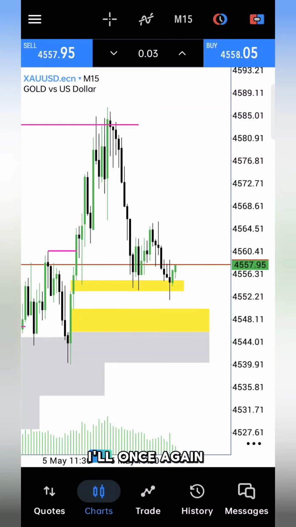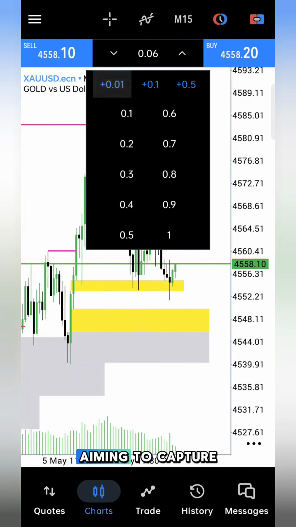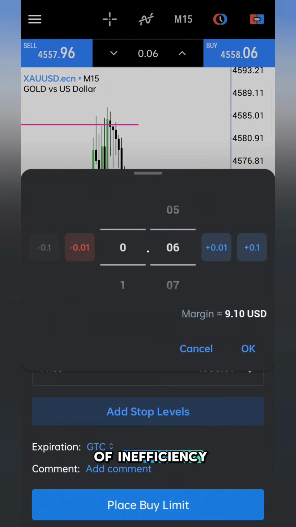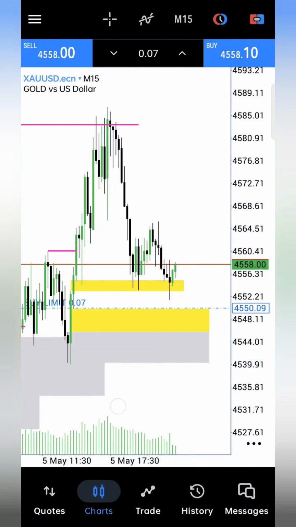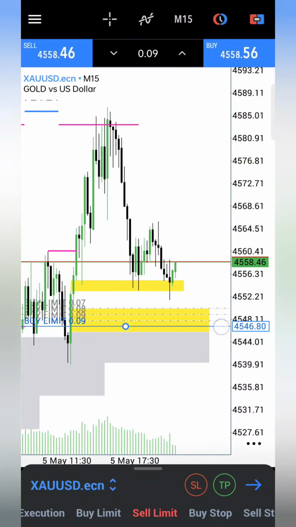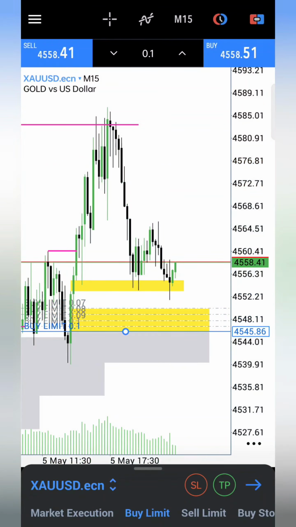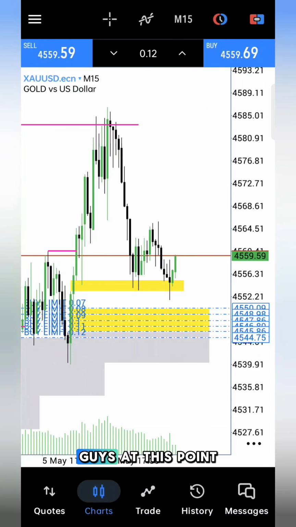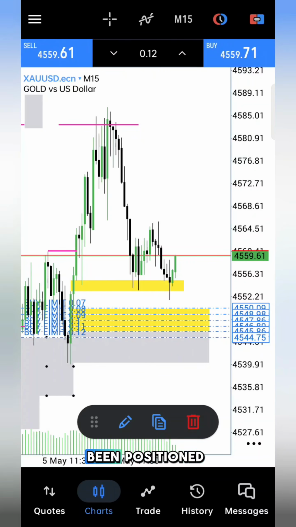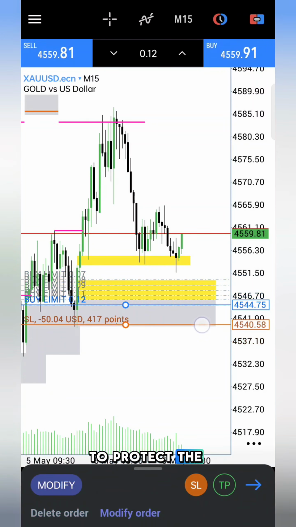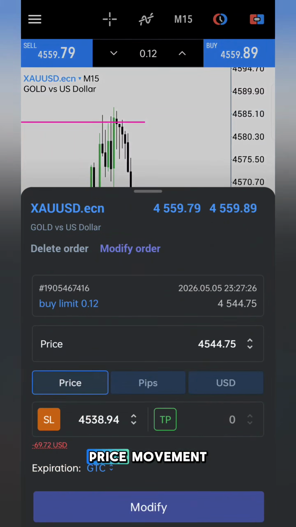At this stage, I'll once again begin positioning my pending orders from the extreme imbalance zone, aiming to capture a refined entry as price retraces into this key area of inefficiency. Guys, at this point, all pending orders have been positioned accordingly, and the stop losses will be placed just below the order block to protect the setup, while allowing room for proper price movement.